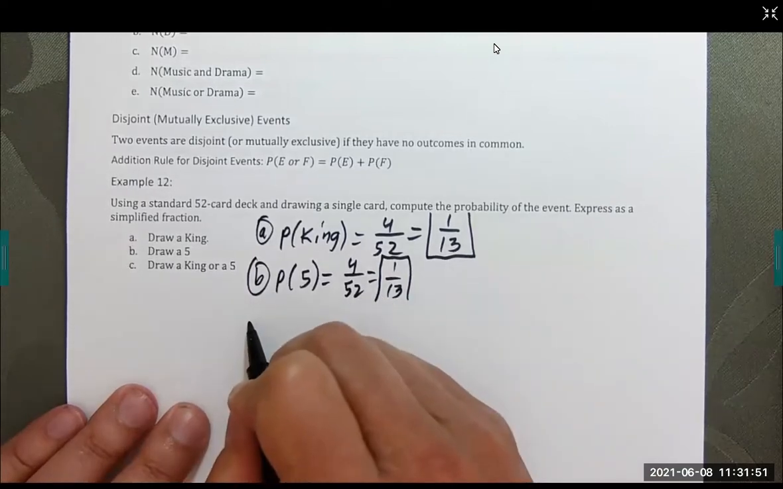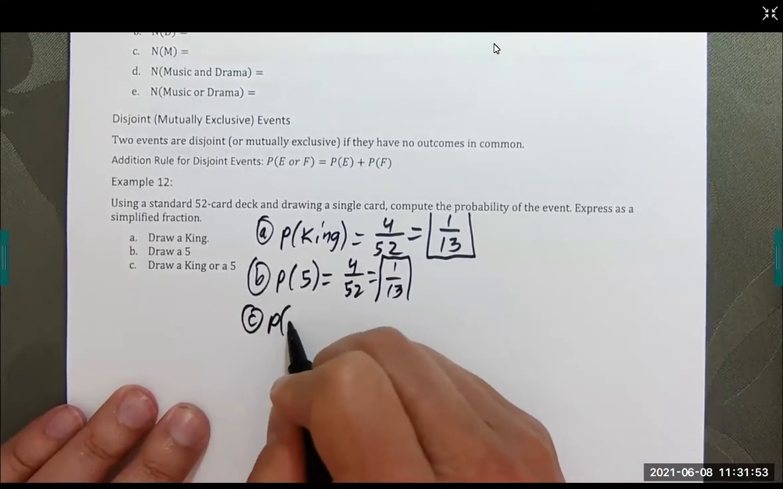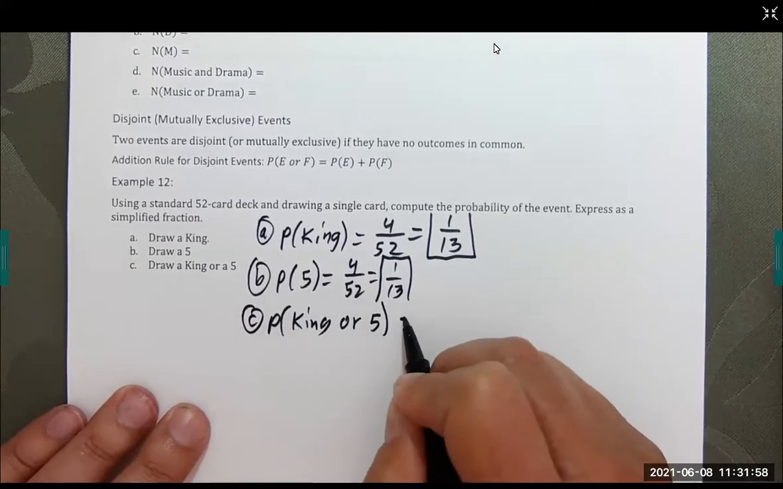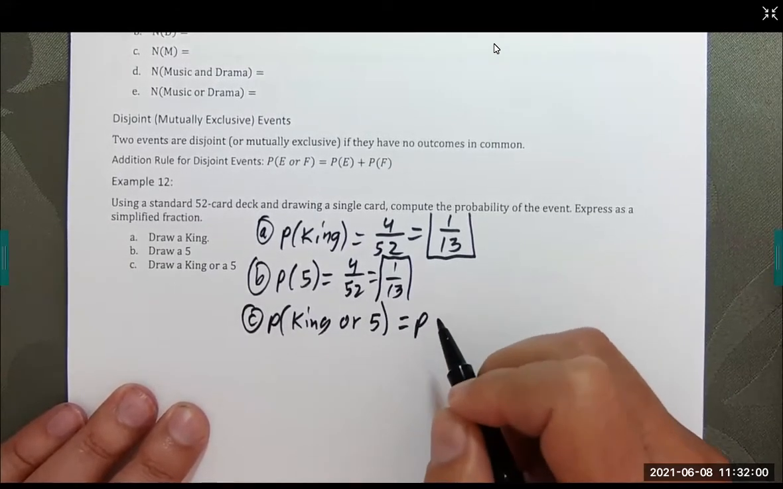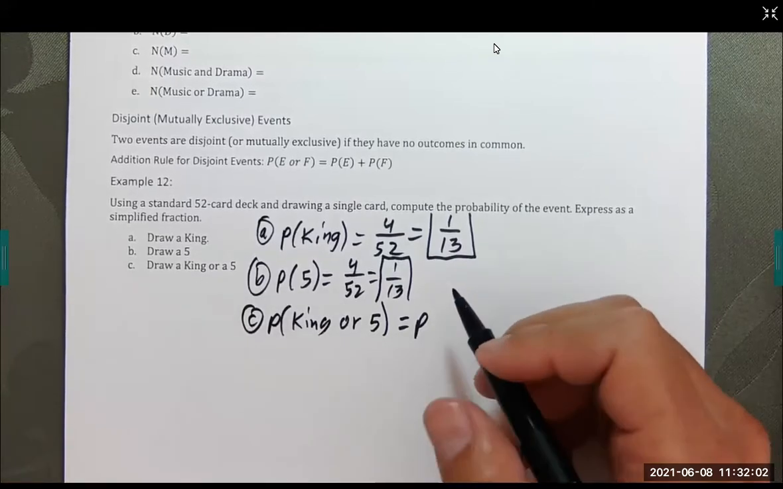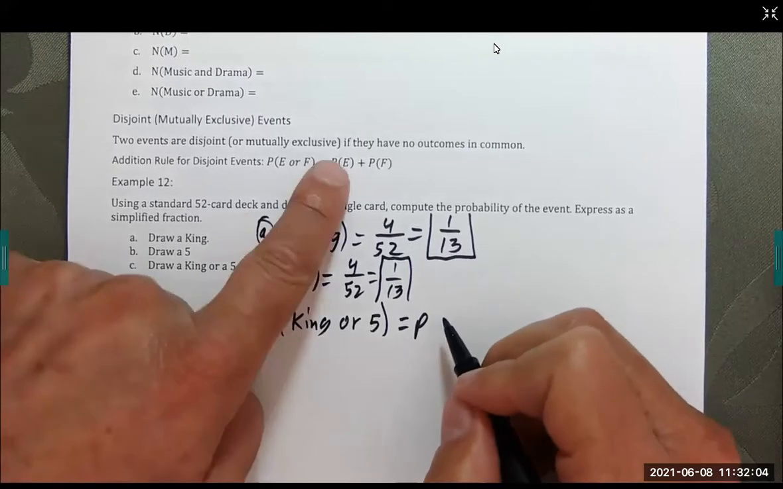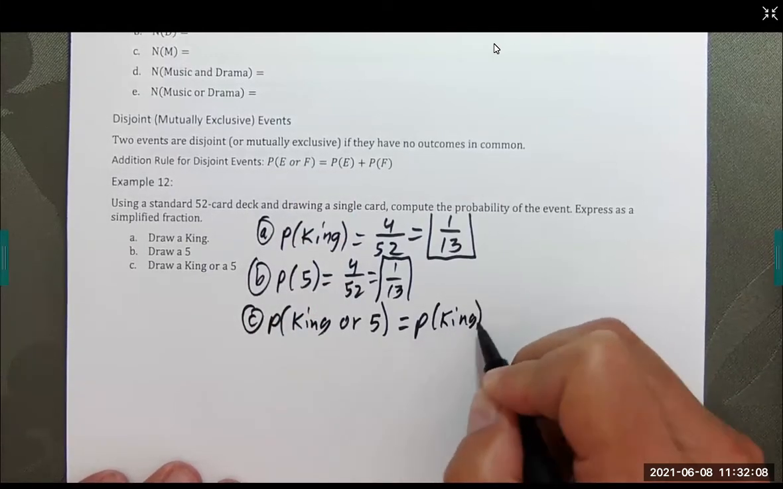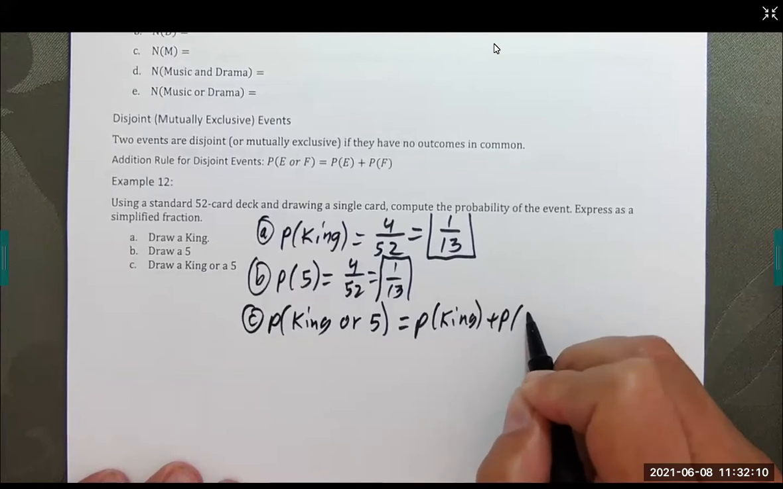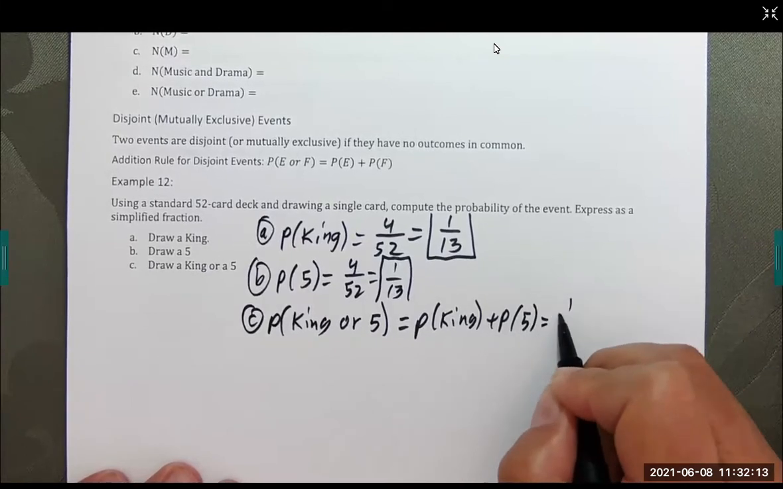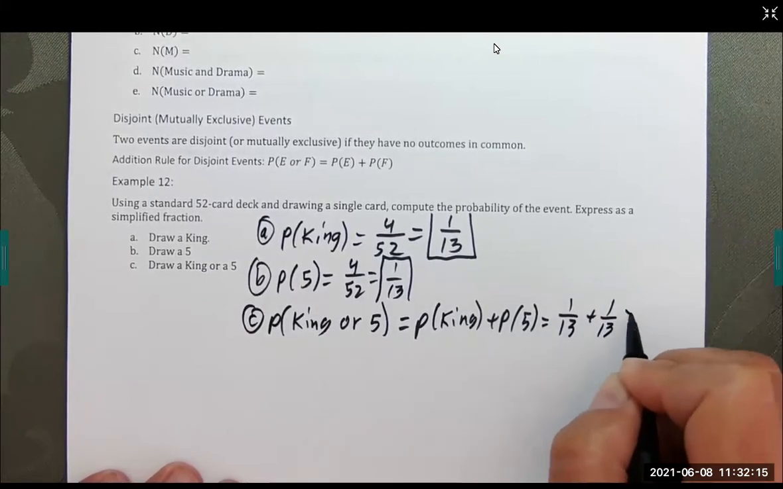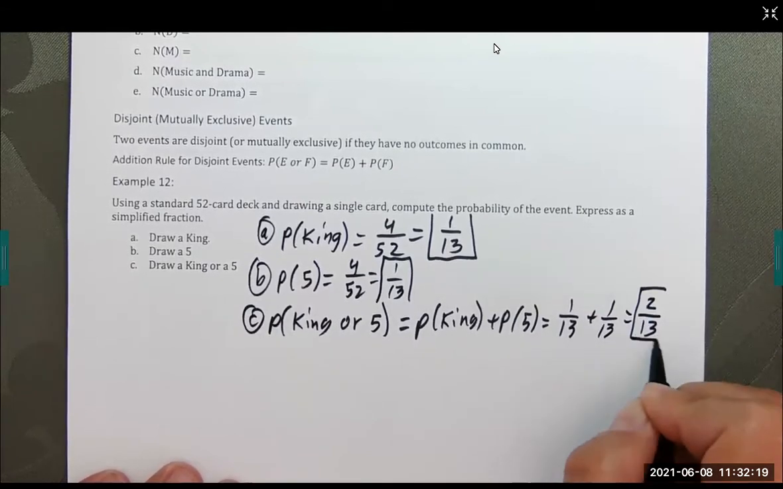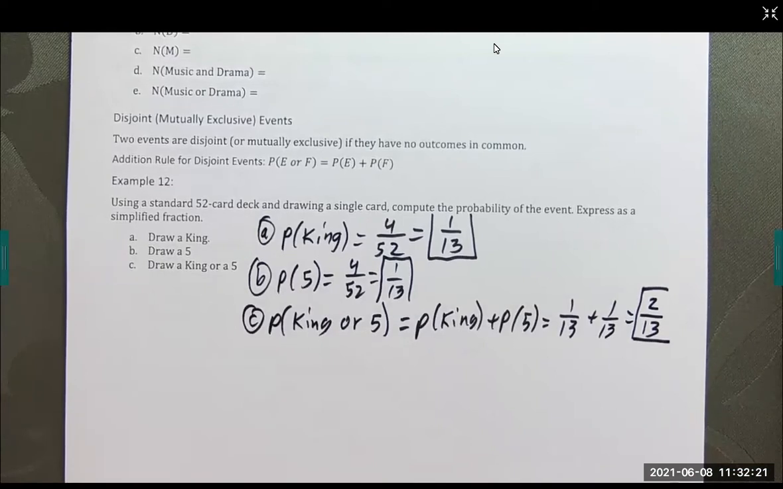Part C says probability of a king or 5. Well, that's because they're disjoint. You don't have kings that are also 5s or vice versa. They are mutually exclusive. So it's going to be the probability of a king plus the probability of a 5. That's going to be 2 out of 13. Chances of getting a king or a 5.